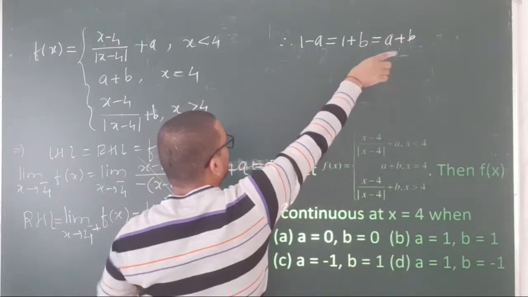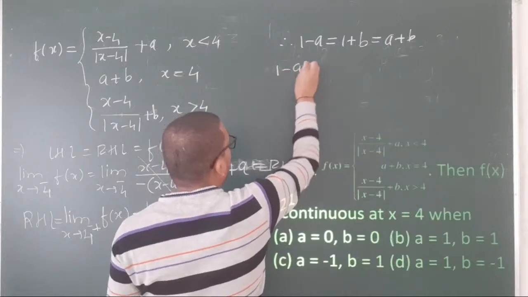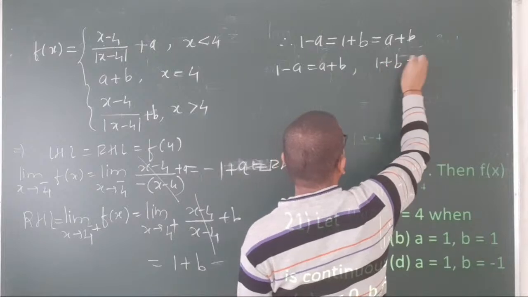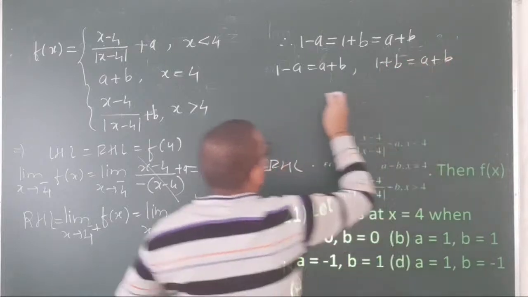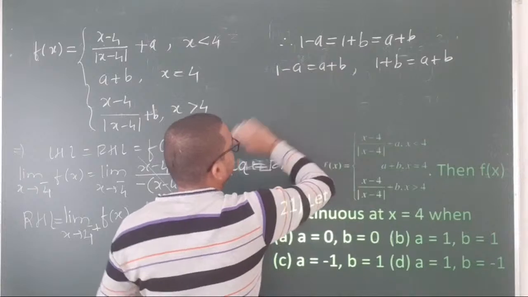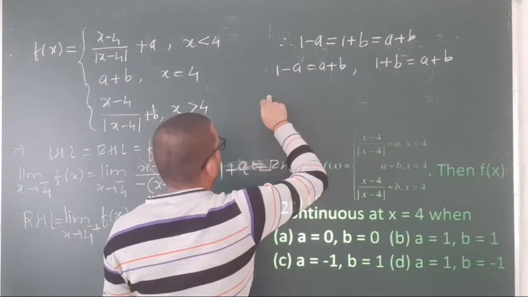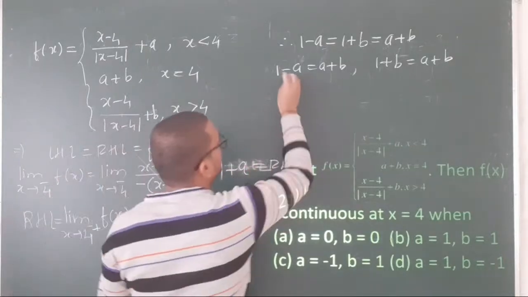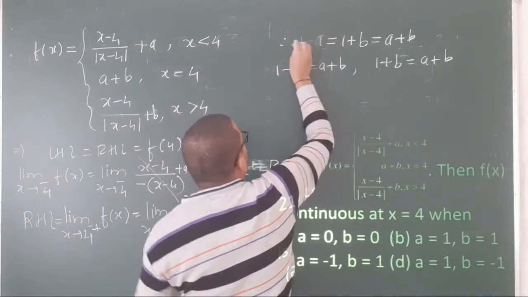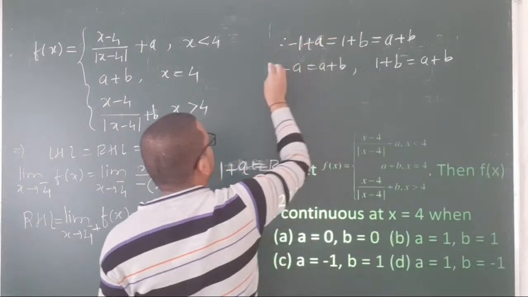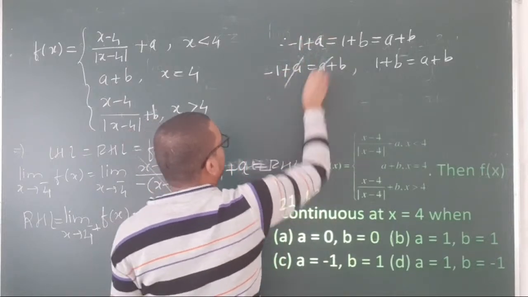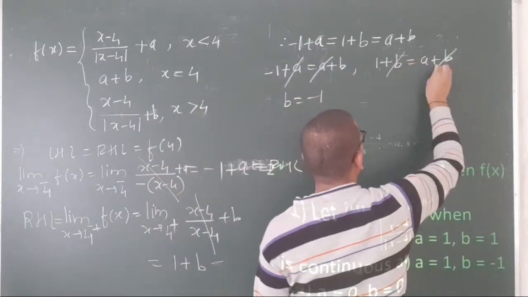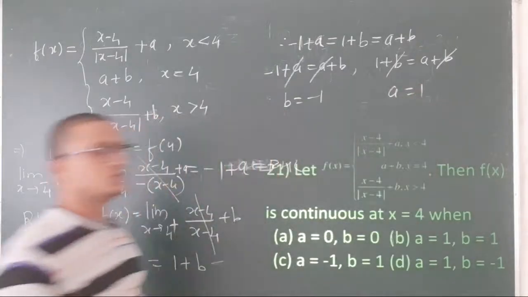Now equate both the parts to the third side, means 1 minus a is equal to a plus b, and 1 plus b is equal to a plus b. Here, minus 1 plus a, no sorry, I made a mistake, minus 1 plus a. So plus a gets cancelled. Here I got b is equal to minus 1. Here b gets cancelled. I got a is equal to 1.